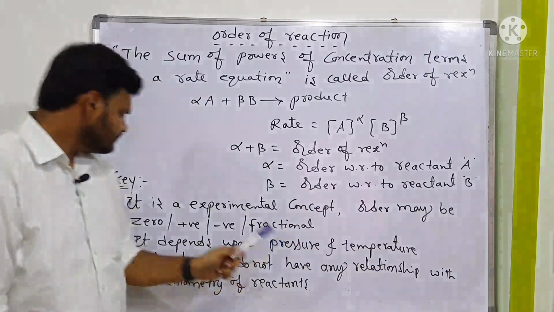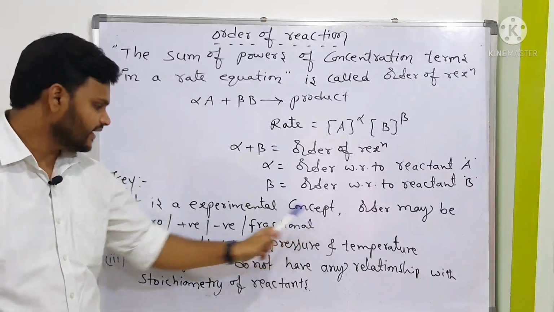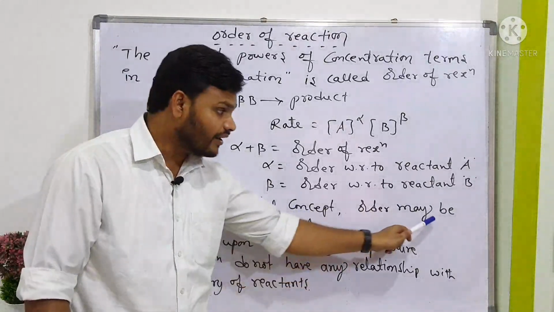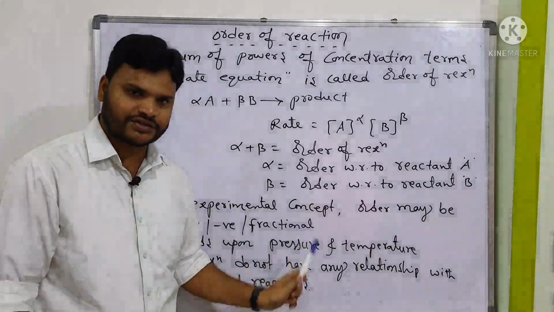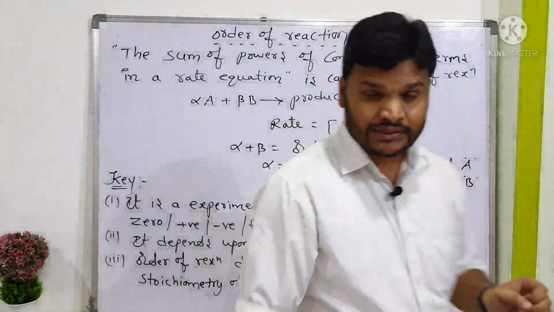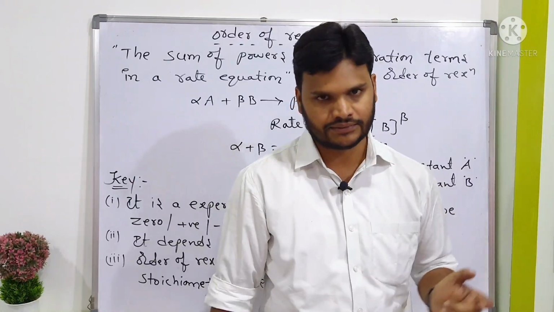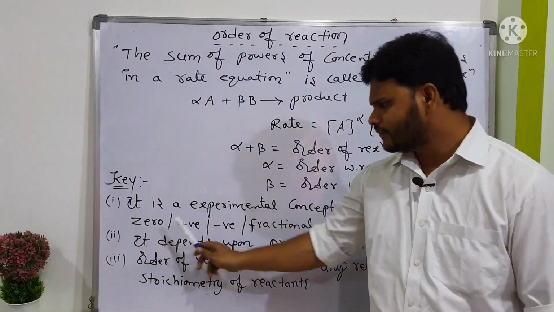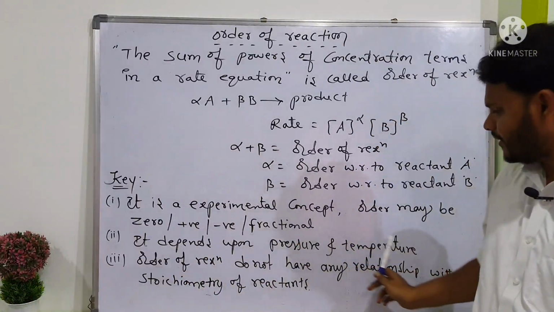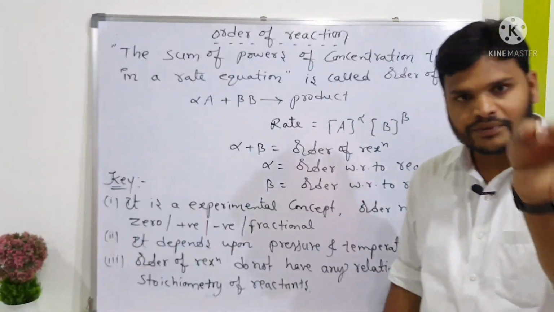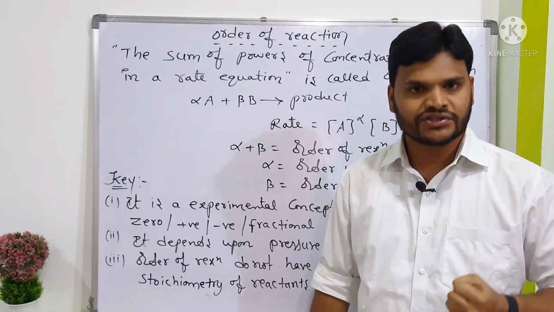Clear? Next, the main key points. First one, it is an experimental concept. Ultimately what I want to say is, it is not a theoretical concept; it is determined experimentally. So order may be 0, positive, negative, or fractional. Next, it depends upon pressure and temperature. Order of reaction depends upon pressure and temperature. So if you change temperature and pressure, there is a chance that the order may change.